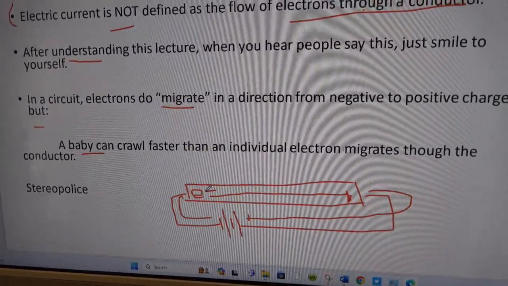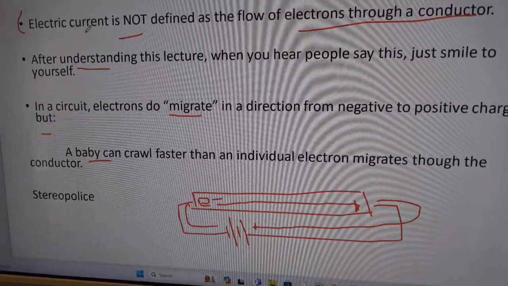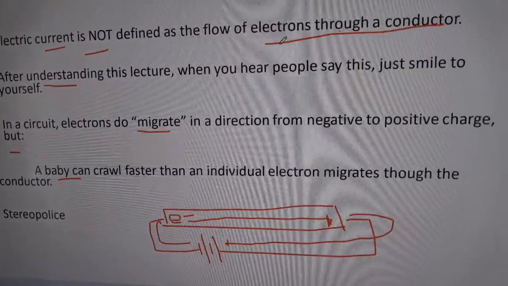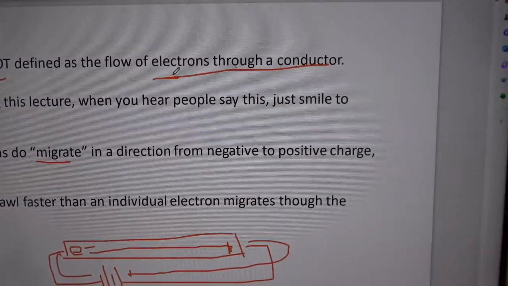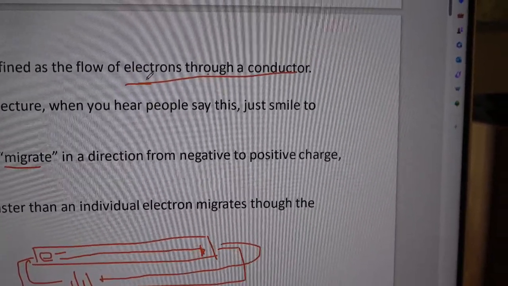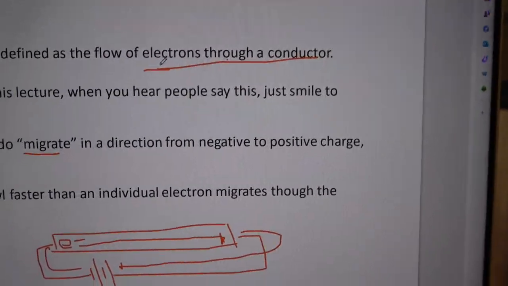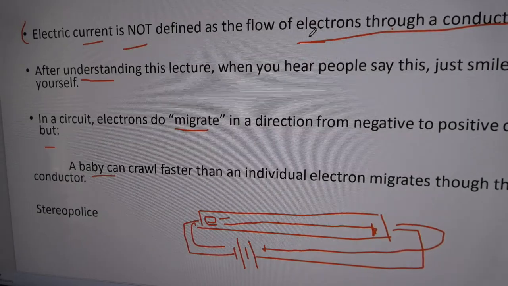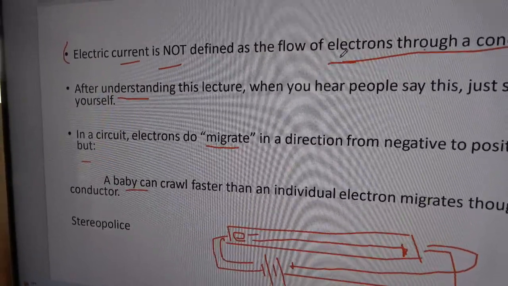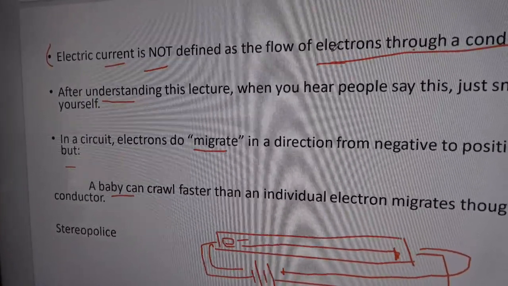All right. Again, electric current is not defined as the flow of electrons through a conductor. That's why you're here. Let's talk about it. But first, I want to do a little demo.